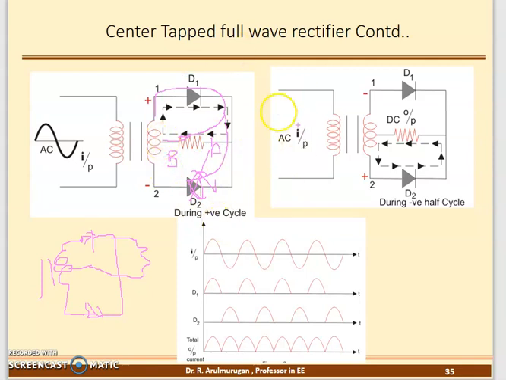It's a positive magnitude. During the negative magnitude, the bottom is the phase and the top is the neutral. Then the current starts to flow from here and goes here as well as here. Here is a reverse bias, so only this diode conducts. That's all. So this is the center tapped full wave rectifier method.